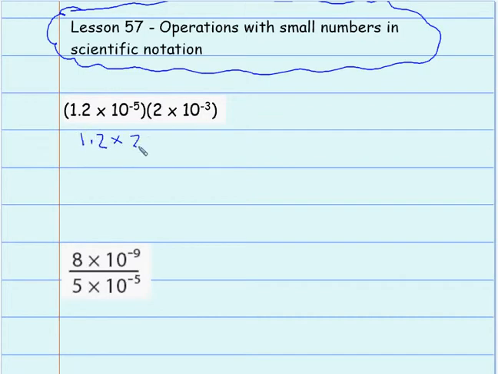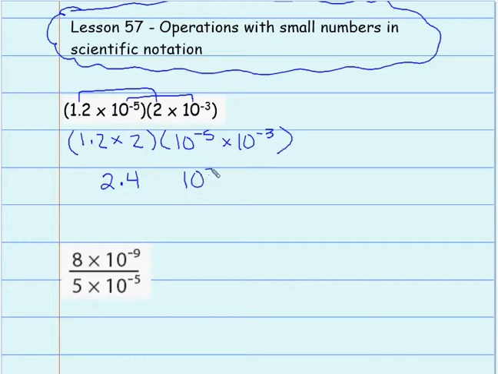We're going to take 1.2 times 2, and then we're going to take 10 to the negative 5th times 10 to the negative 3rd. Okay, so I'm going to regroup so that my like items are together, and then I'm going to multiply. 1.2 times 2 is 2.4. 10 to the negative 5th times 10 to the negative 3rd is 10 to the negative 5th plus the negative 3rd. Because remember, when we have like bases and we're multiplying, we add the exponents. So this becomes 10 to the negative 8th.